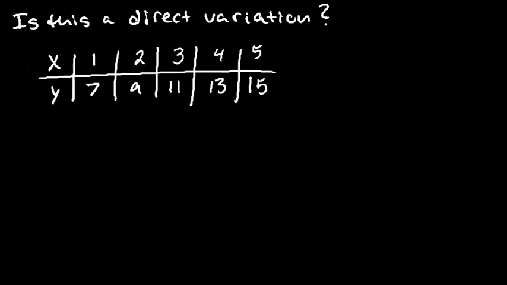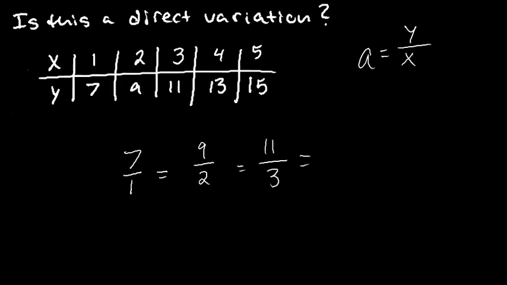Okay, is this a direct variation? So if I give you a table like this, you're just going to go ahead and look at your x values and your y values. You know that for every single one, you should come out to the same a. So 7 divided by 1 should equal 9 divided by 2, should equal 11 over 3, should equal 13 over 4, should equal 15 over 5.